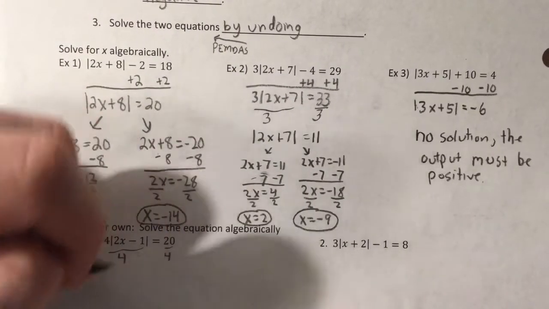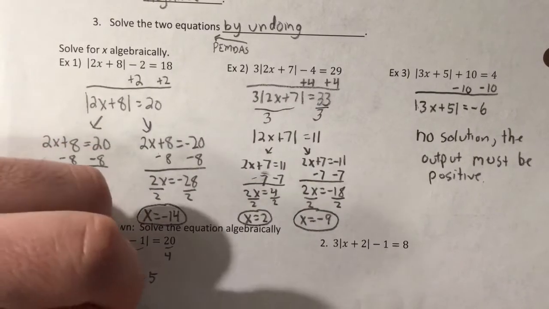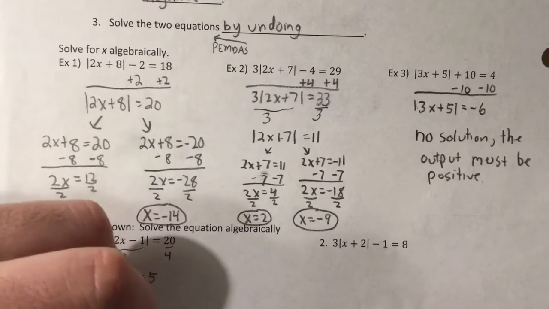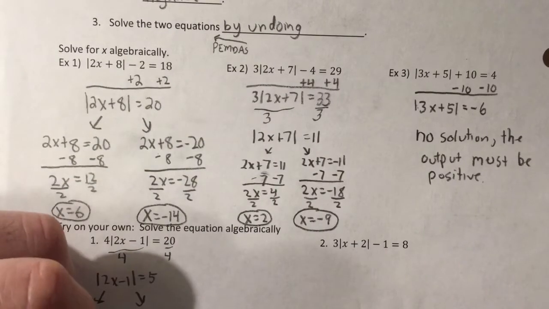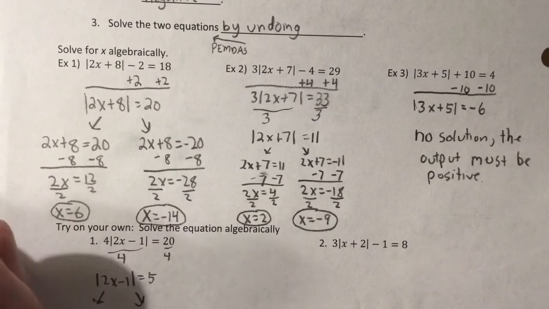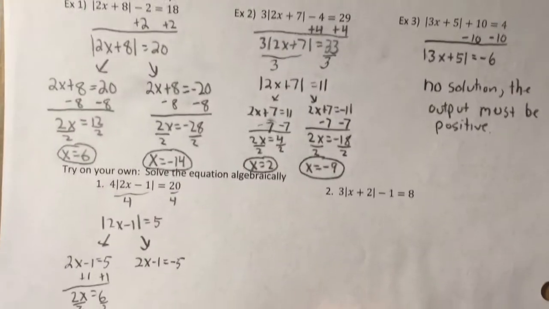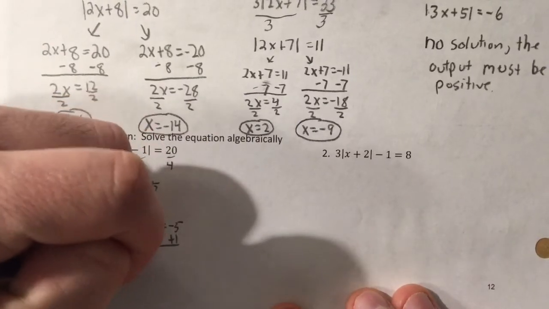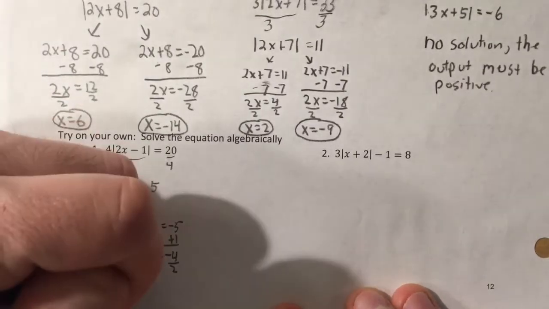For the first one, we would divide by 4. And then I would write two separate equations: 2x minus 1 equals 5 and 2x minus 1 equals negative 5. I would add 1 and then divide by 2. So we get x equals 3. And then I add 1 and divide by 2 again. x equals negative 2 as my other answer.